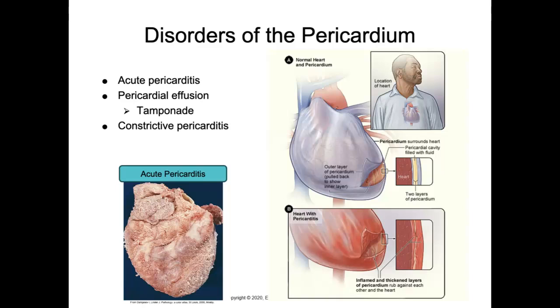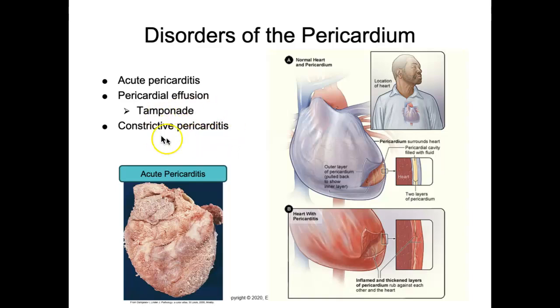So to treat this, we typically need to have a pericardiocentesis done, meaning we're going to aspirate the excessive pericardial fluid that we have within this cavity in order to take that pressure off of the heart. And we also want to treat the underlying condition if it's known in order to prevent it from happening again.